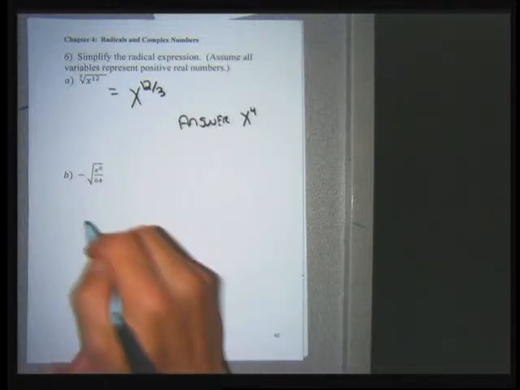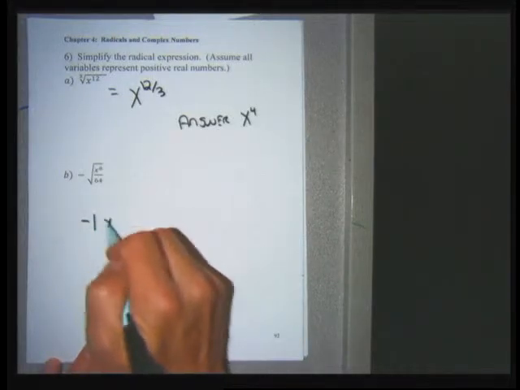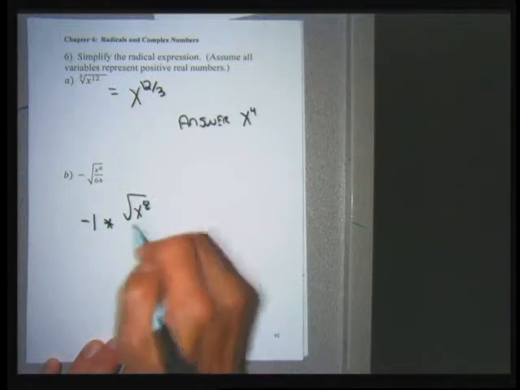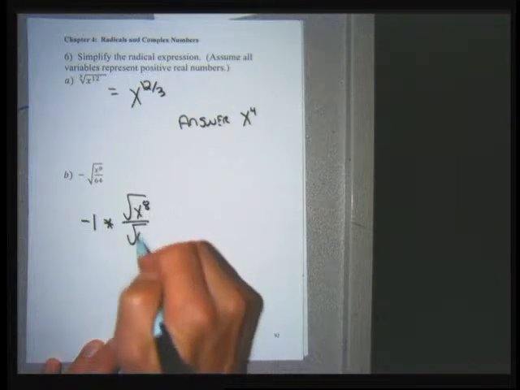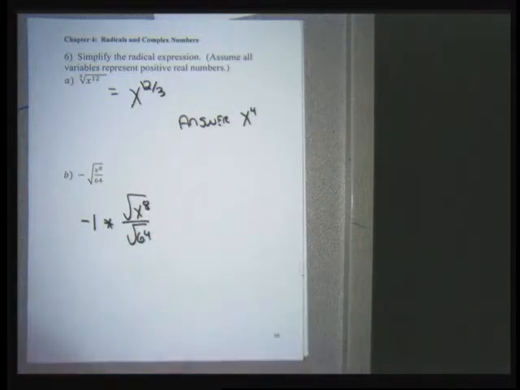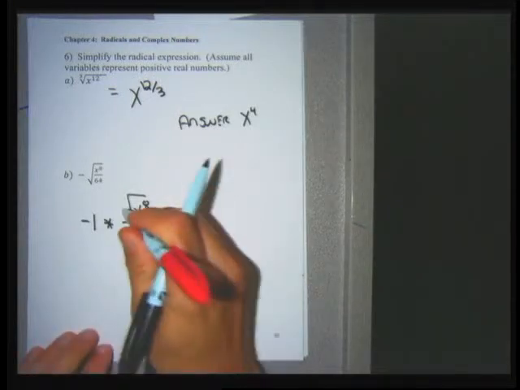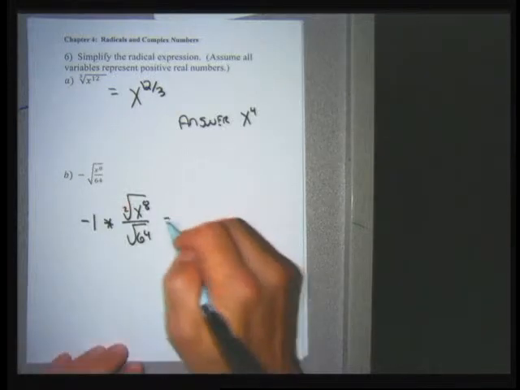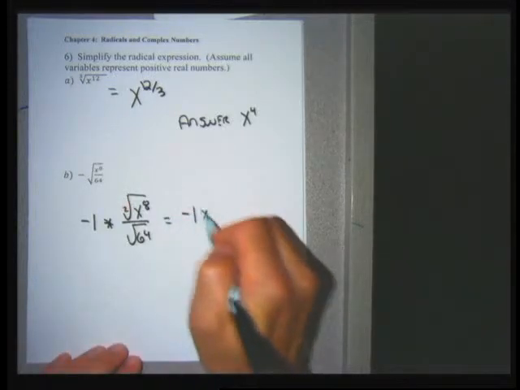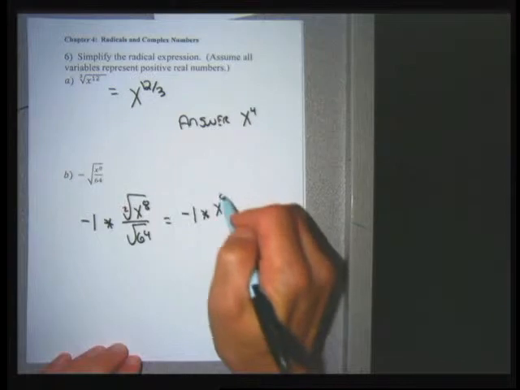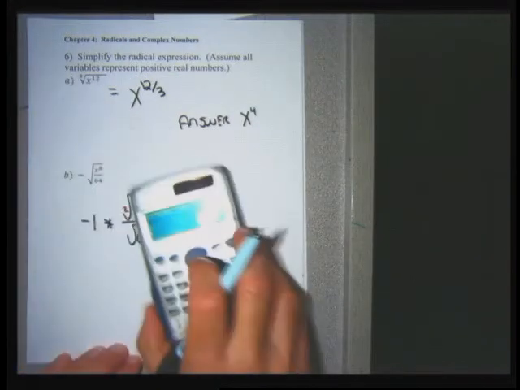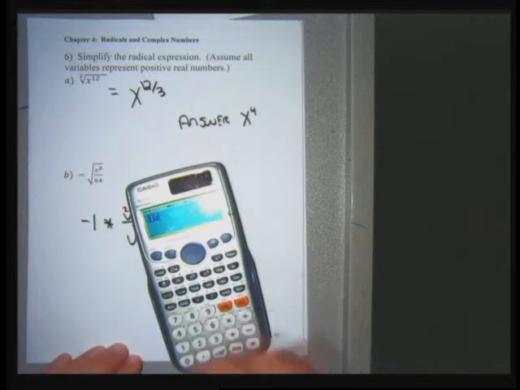For part B, the negative means negative 1 times, and I have to separately do the square root of x to the 8th and the square root of 64. For the square root of x to the 8th, I divide the exponent by 2, because in a square root there's an implied index of 2. So I can think of this as negative 1 times x to the 8 over 2 power divided by the square root of 64, which I know to be 8, but I'll just make sure I'm not crazy.